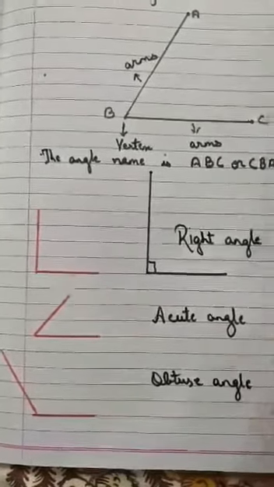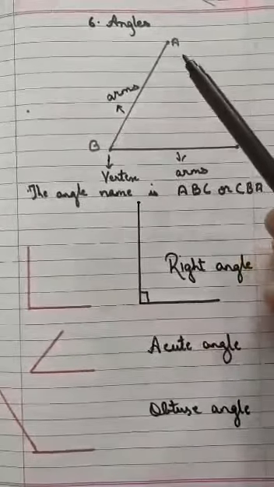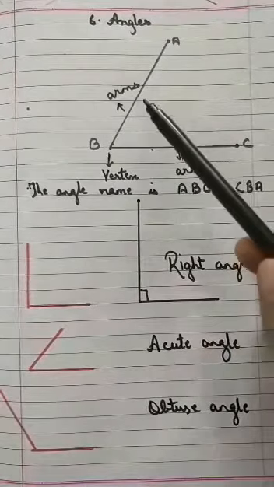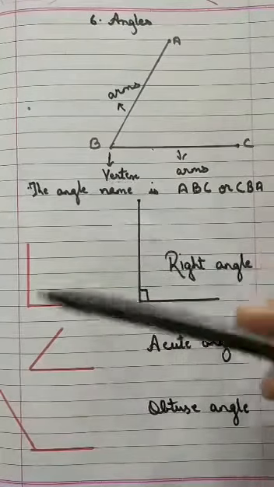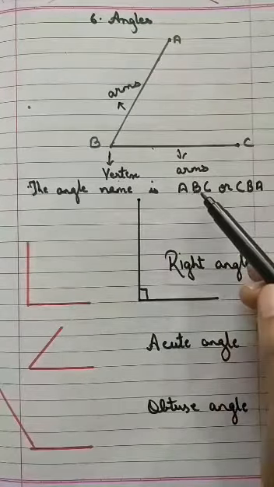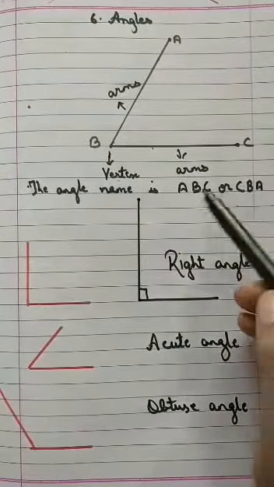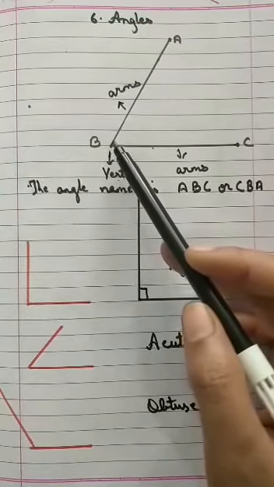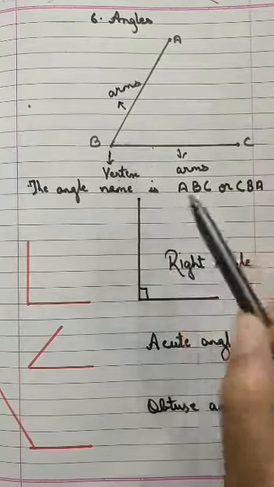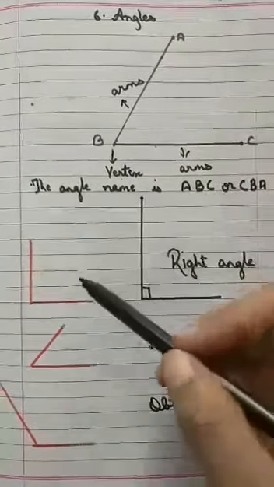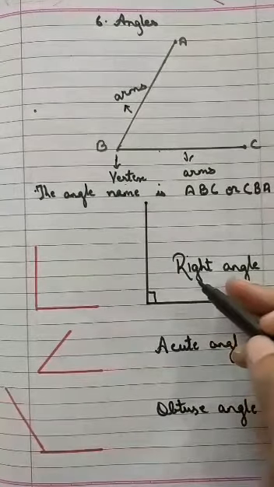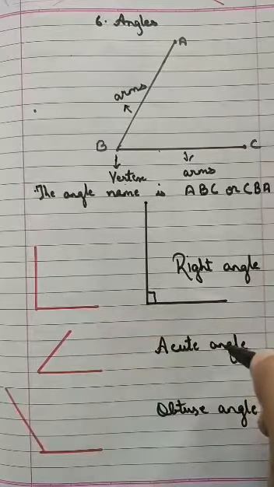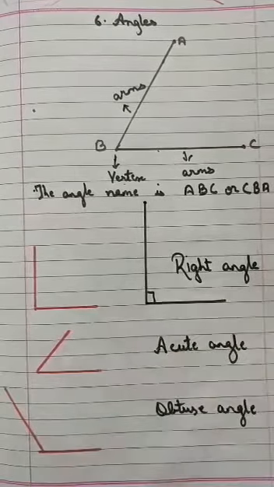Understood? So there are three types of angles. First, what have we learned? Angles. An angle is made up of two lines. Two arms. Yes or no? These two arms join at one point, which is known as the vertex. Angles are written in three letters, ABC or CBA. The point where the lines are joined, that is the vertex, always comes in the middle. Then three types of angles. A 90 degree angle is always a right angle. Less than 90 degrees is an acute angle. More than 90 degrees is an obtuse angle.